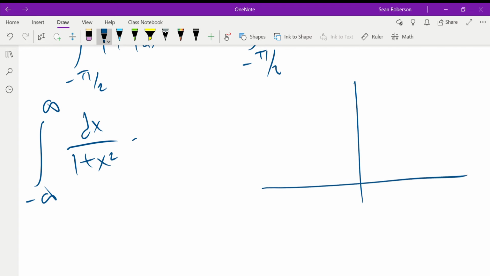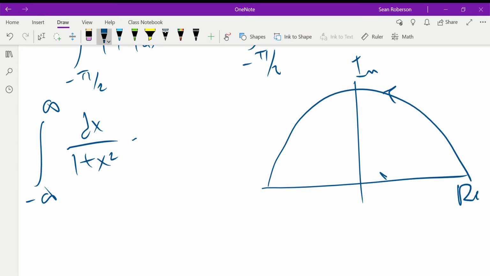So we'll look here at the upper half plane of the complex plane. This is the real axis, the imaginary axis. And let's imagine drawing a large circle, a large semicircle rather, oriented in the usual counterclockwise direction. Call the semicircle part here gamma sub R, because this is a semicircle of radius R.